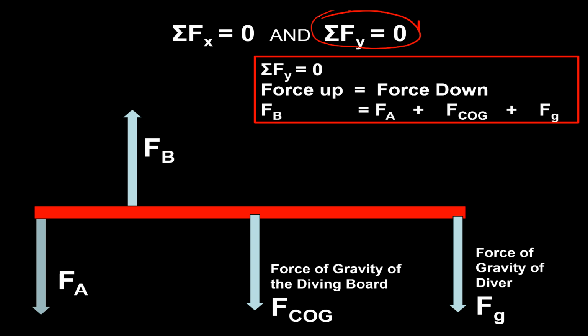The force up is FB, and the forces down are FA, the force at the center of gravity, plus the force of gravity of the diver. We know those three to the right, so we'll be able to figure out that force B is calculable. We can calculate it. See, that's how we apply it. It's pretty cool.